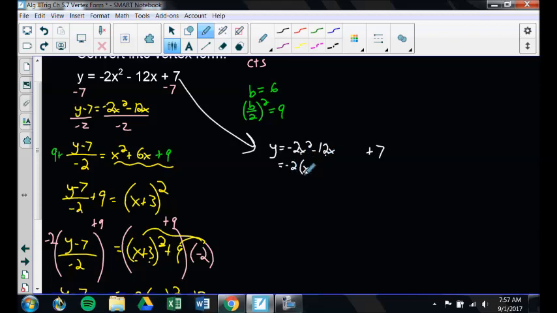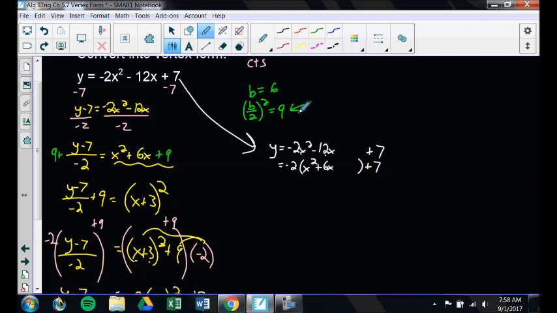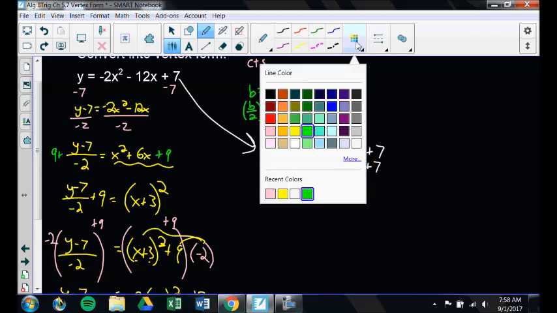Notice I'm not pulling out the GCF. I didn't pull out an x, even though I could, because I just want to get rid of the a term. And I don't pull the a term out of the c term. The 7 is just going to stay a 7. I just pulled a -2 out of those front two terms. B over 2 squared is still 9, because b is still 6. So I'm going to add a 9 here and subtract a 9 here. Another way that I could do this, I'll just do it like that for now, that's fine. What I just did is I added 0. And adding 0 doesn't change the value of this thing at all.